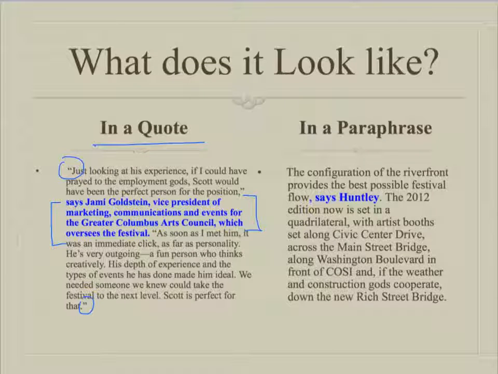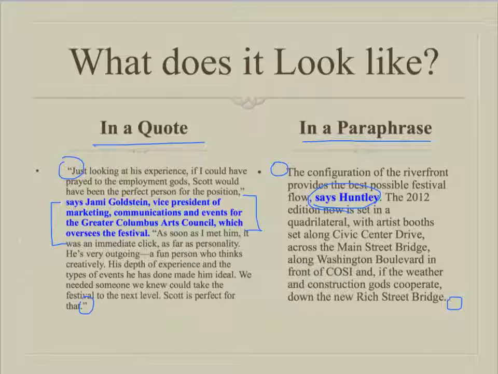Now over here, where we're looking at it in a paraphrase, if this was the first time I was mentioning my source, I'd give all the same information that I have over here with Jamie Goldstein. But in this case, I'm showing you the second reference, and on second reference, I only need to use the last name, but I still need to attribute, even though I've paraphrased. There are no quote marks here, so this is not exactly what Scott Huntley said. It's kind of a consolidation. I've tightened it up a little bit. These are facts, and remember, facts are paraphrased and the quote supports the facts.